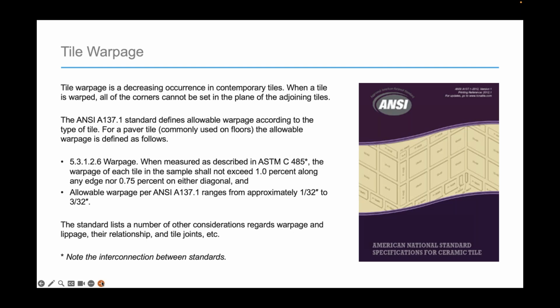When measured as described in ASTM C485, the warpage of the tile in the sample shall not exceed 1% along any edge or 0.75% on either diagonal. An allowable warpage per ANSI A137 ranges from approximately 1/32 to 3/32. The standard lists a number of other considerations regarding warpage and lippage and their relationship in tile joints, etc.